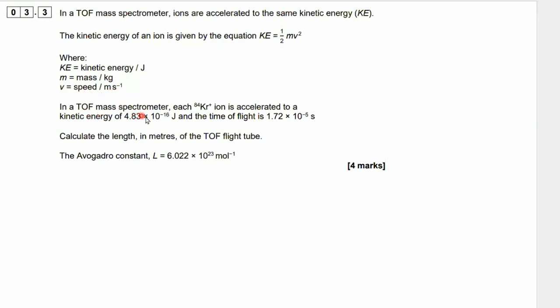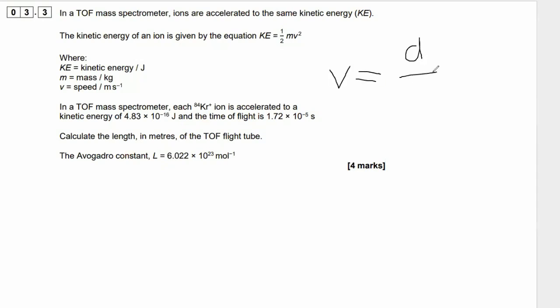In a time-of-flight mass spectrometer, each krypton-84 positive ion is accelerated to a kinetic energy of 4.83 times 10 to the minus 16 joules. And the time of flight is 1.72 times 10 to the minus 5 seconds. Calculate the length in meters of the time of flight tube.